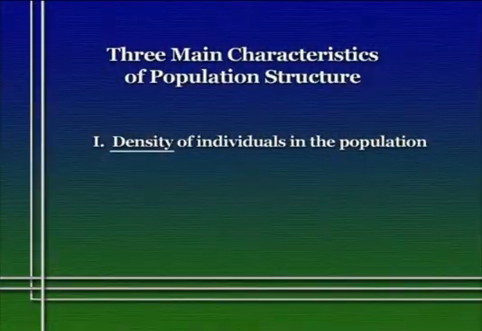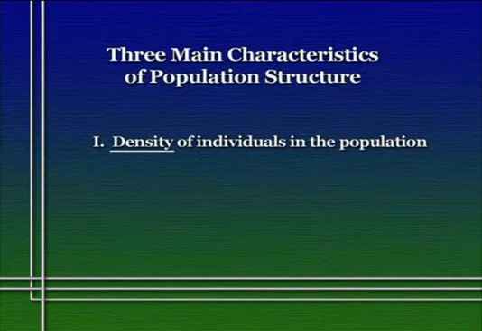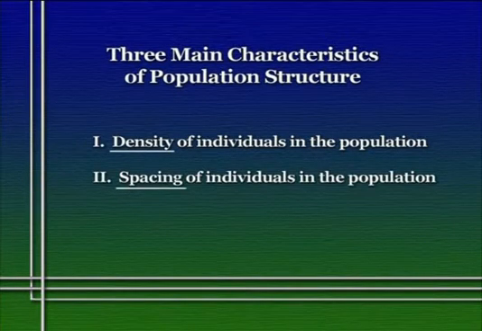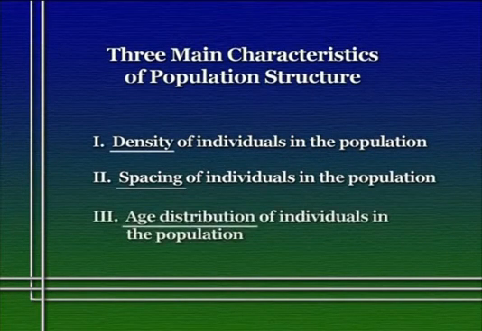Okay, so how do we describe the structure of a population? There are three main characteristics that describe population structure. Let me just list these first, and then we'll go through them in sequence. These three characteristics are the density of individuals in a population, the spacing of the individuals in the population, and the age distribution of individuals in the population. Let's look at what we mean by each of these in turn.